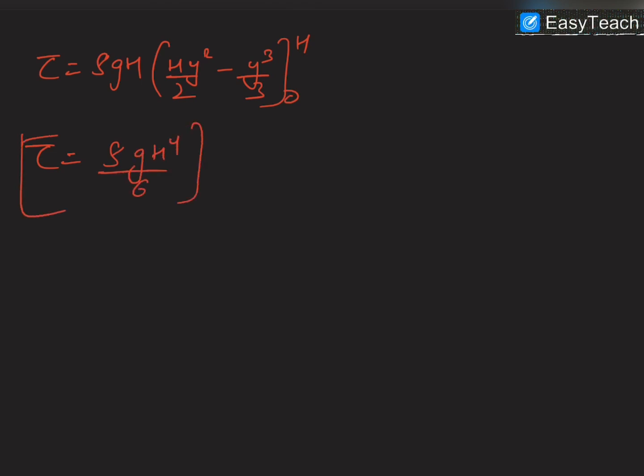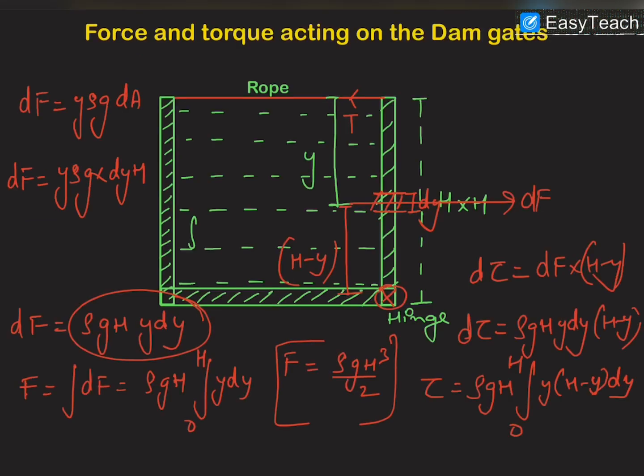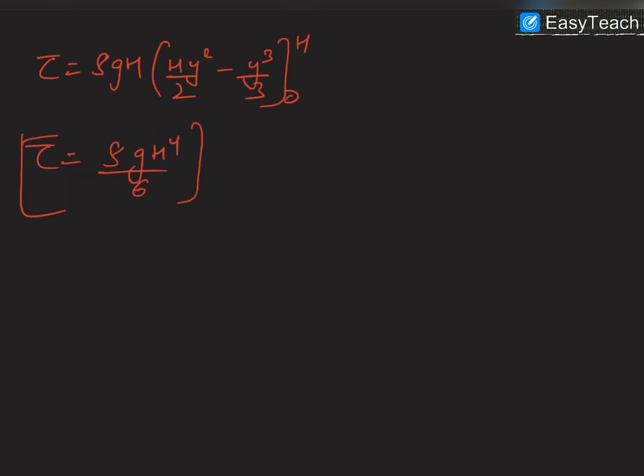You can check this expression. I have seen many students calculating tau by applying the total force at the center of mass of the wall and multiplying that force with L by 2 or h by 2. This is an incorrect approach because the force is not uniformly distributed on the wall. If you multiply the total force rho g h cube by 2 by h by 2, the expression of torque will not be the correct one.